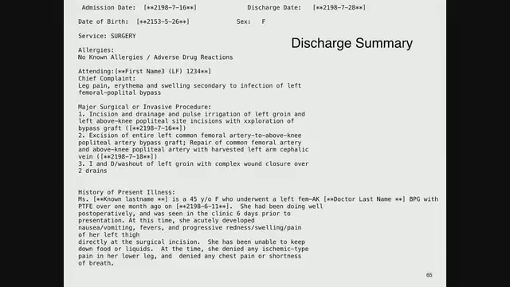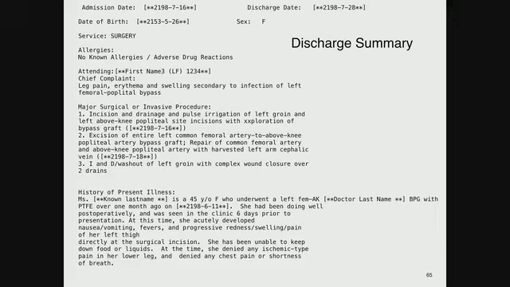History of the present illness. She's a 45-year-old woman who underwent a left femoral AK bypass with PTFE over a month ago on a certain date. By the way, these bracket asterisk things are where we've taken out identifying information from the record.